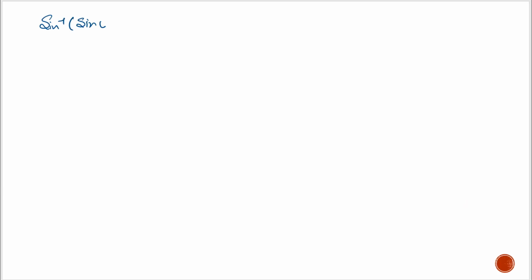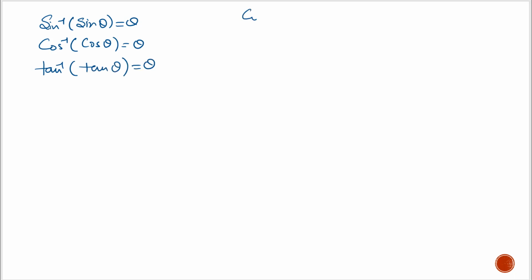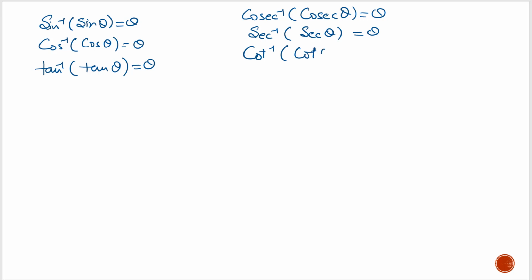Sin inverse sin theta equals theta, cos inverse cos theta equals theta, tan inverse tan theta equals theta. Always remember that inverse trigo of trigo theta equals theta. So cosecant inverse cosecant theta equals theta, sec inverse sec theta equals theta, cot inverse cot theta equals theta. If we have sin theta equals 1 by root 2, then theta equals pi by 4.